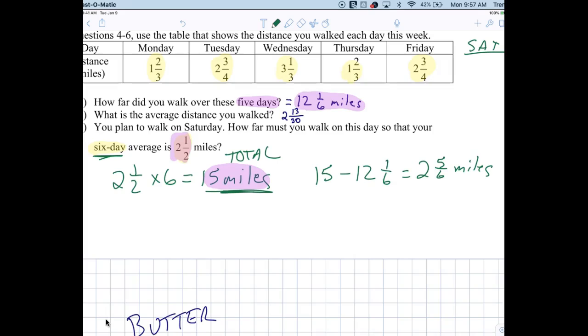Hopefully you understood what I was saying. That's a really, really important problem. So average just means that we want to walk 2.5 miles a day, but sometimes we walk more, sometimes we walk what? Less. All right? But overall, we want it to be 2.5 miles every single day. All right? So thank you, whoever reminded me about number 6. That's an important problem.